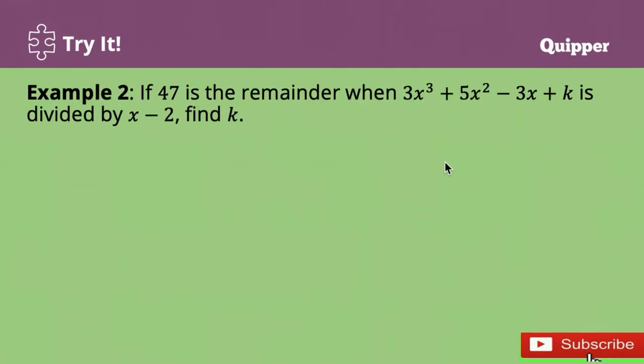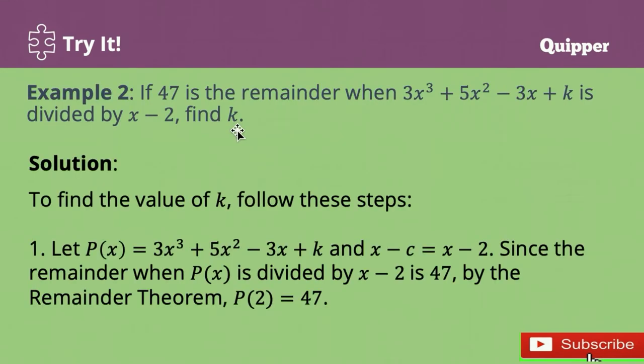Example number 2. If 47 is the remainder when 3x cubed plus 5x squared minus 3x plus k is divided by x minus 2, find k. Here's the solution. To find the value of k, we'll follow these steps. First, let p of x be equal to 3x cubed plus 5x squared minus 3x plus k, and the divisor x minus c is equal to x minus 2.